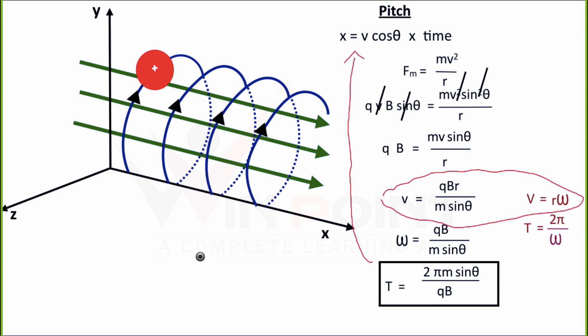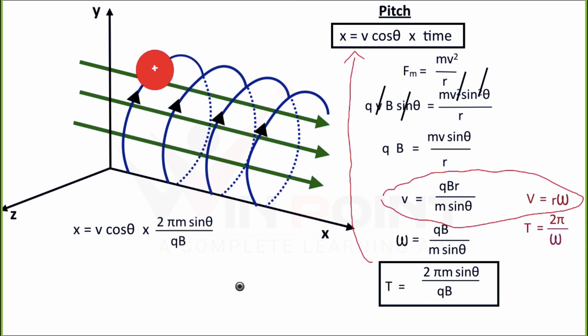First step is substitution. x equal to, we are substituting this value in this equation. It will be v cos theta only. Instead of this time, we can give this time period, 2 pi m sin theta by qB. Here you can see 2 cos theta sin theta. 2 sin theta cos theta is sin 2 theta. So the final equation will be pitch x equal to pi mv sin 2 theta by qB.